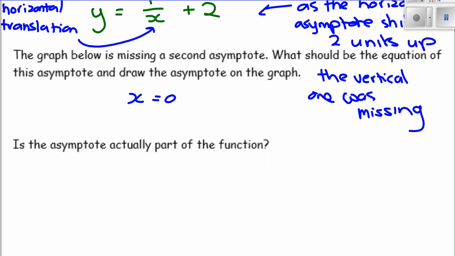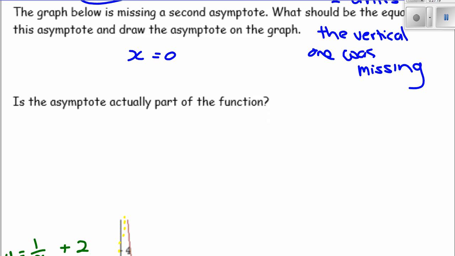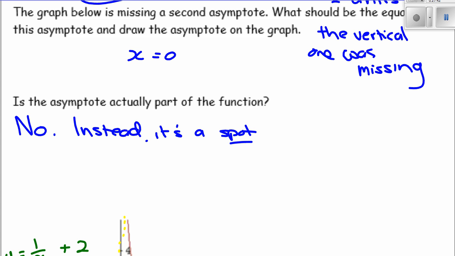Is an asymptote actually part of the function? It's a very good, interesting question. Probably no. It's a spot where the function can't exist. It's a line or a spot, an area, exactly, where the function can't exist. Region, another mathing word: it's a region where the function can't exist.